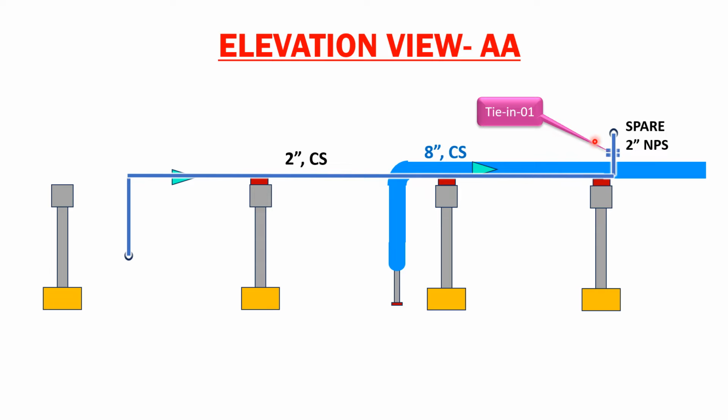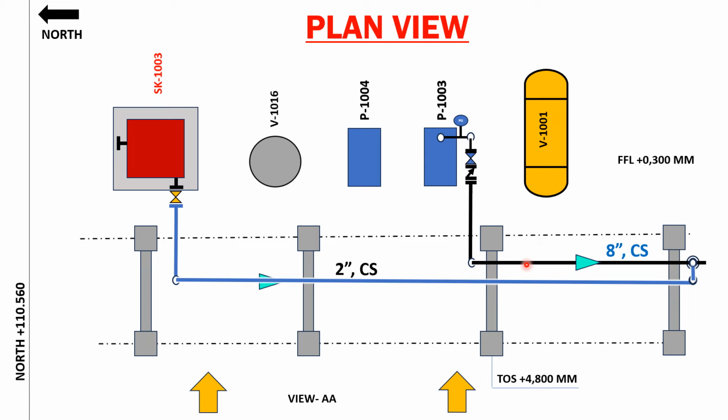If there are multiple connections, then you have to give multiple tie-in numbers. The tie-in numbers generally start from 01 and continue as long as you have the number of tie-ins required for the project. Now let's go to the plan. In the plan, this is where the line is connected, and this joint number is known as the tie-in number, referred to as tie-in 01. And this tie-in number you have to indicate in the P&ID as well.